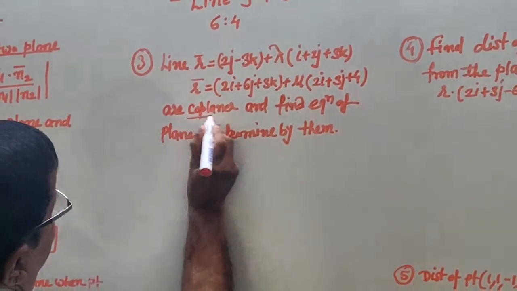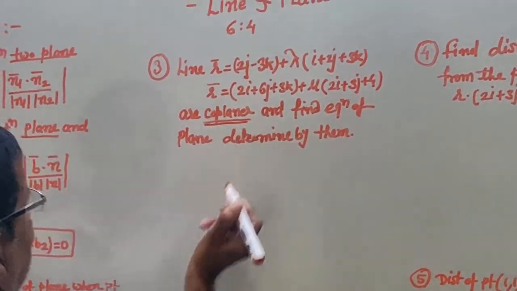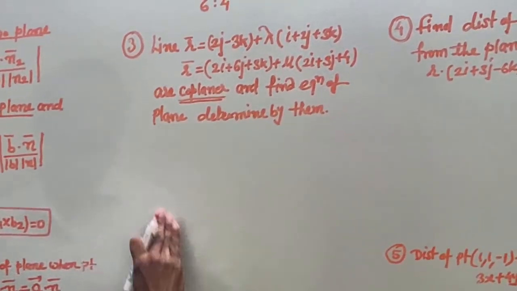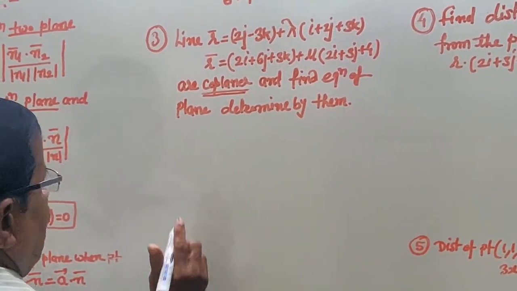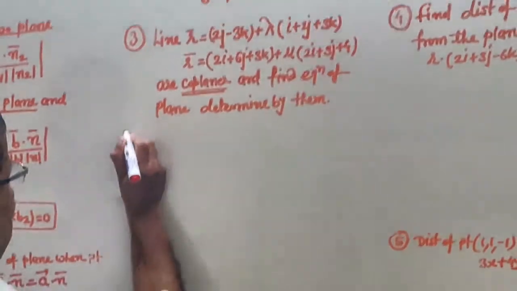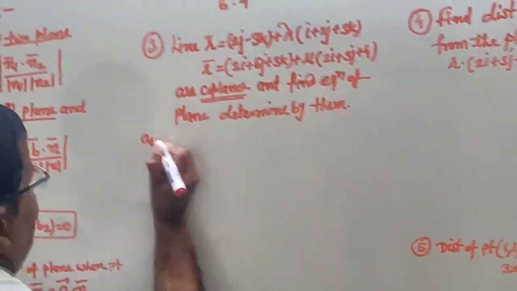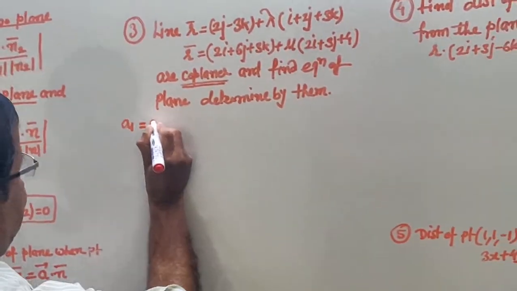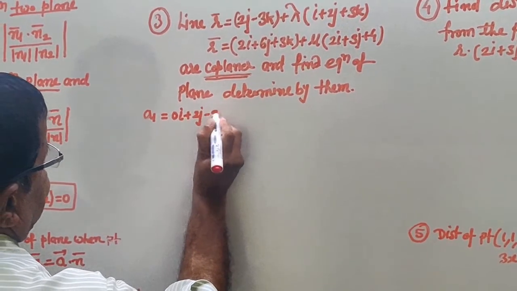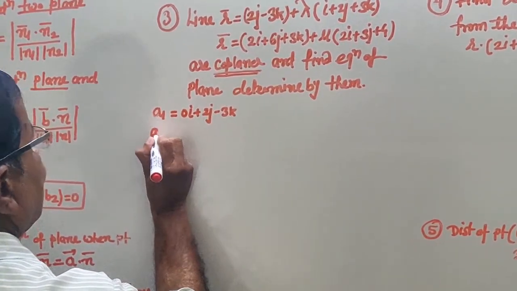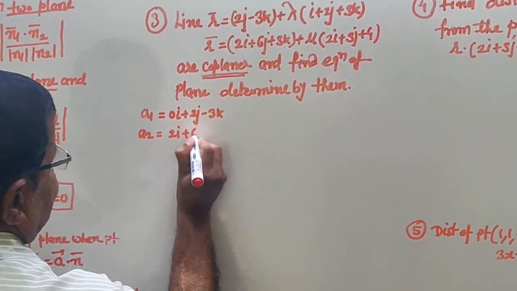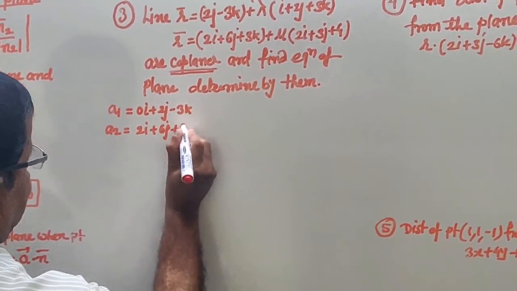You have to show that these lines are coplanar. I already told you that the condition for coplanarity is (a2 minus a1) dot (b1 cross b2) must be equal to 0. Now what is my a1? a1 is equal to 0i plus 2j minus 3k. Now what is my a2? a2 is equal to 2i plus 6j plus 3k.